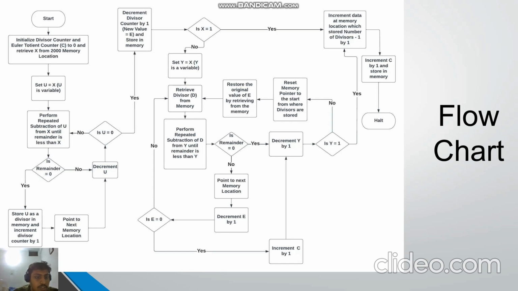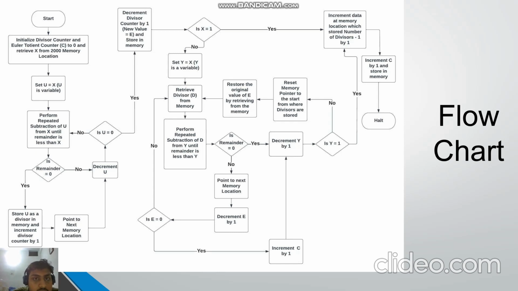Next, if u comes down to 0, that is, we have checked all the numbers from x to 1, then we go to the next step where we decrement the divisor counter by 1. That means we would not be considering the number 1 in the divisors list which would be used in the nested loop structure. We would only be considering all the divisors of x except 1, by decrementing the value of the divisor counter by 1.